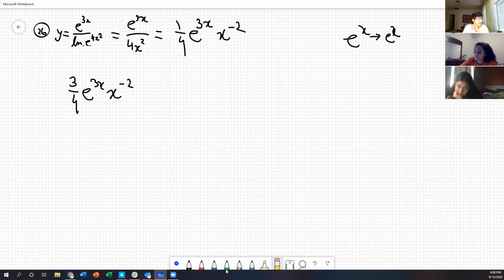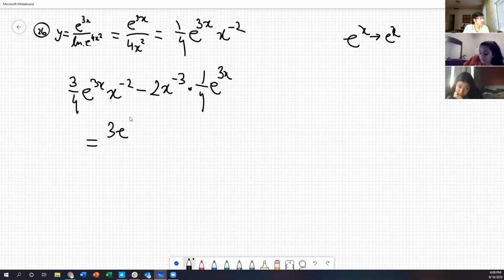So I can write this as minus 2 times x to the negative 3 times 1/4 e to the 3x, right? And obviously I can write this nicely. If I wanted to write it nicely, I would say this is 3e to the 3x over 4x squared, minus, let's see, this will become 1/2, so we'll have e to the 3x over 2x cubed.